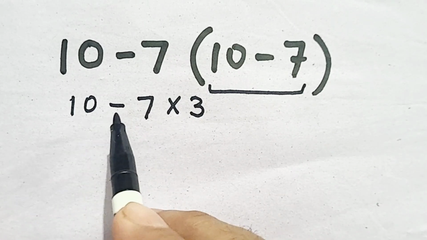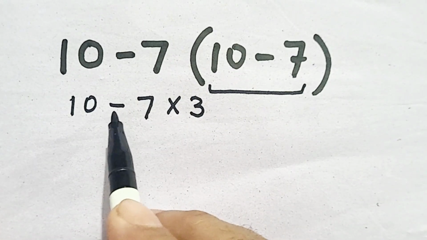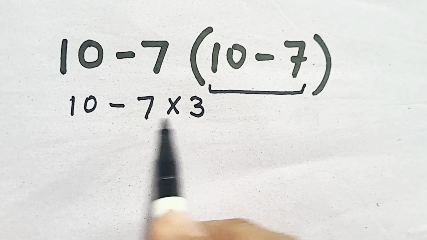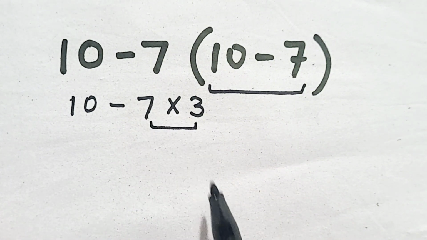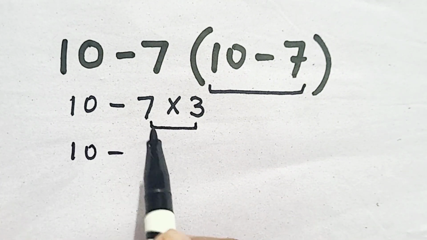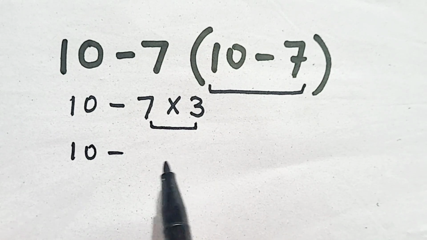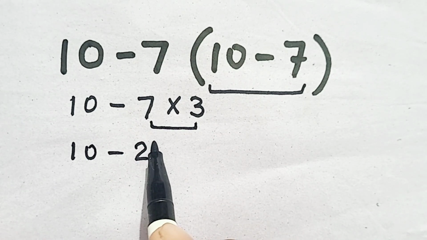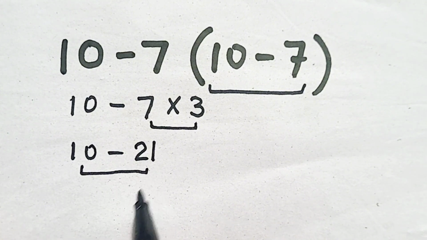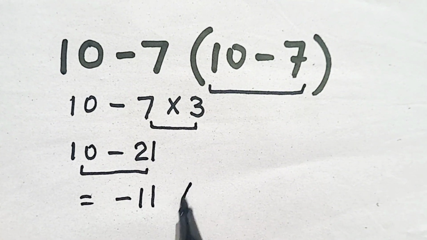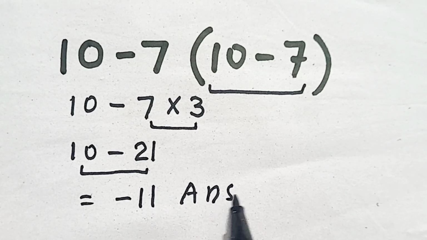Now, when subtraction and multiplication are in the question, we have to prefer multiplication. So 10 minus 7 times 3 will be equal to 21. Here is a simplification of 10 minus 21, which will be equal to minus 11. So minus 11 will be the correct answer.